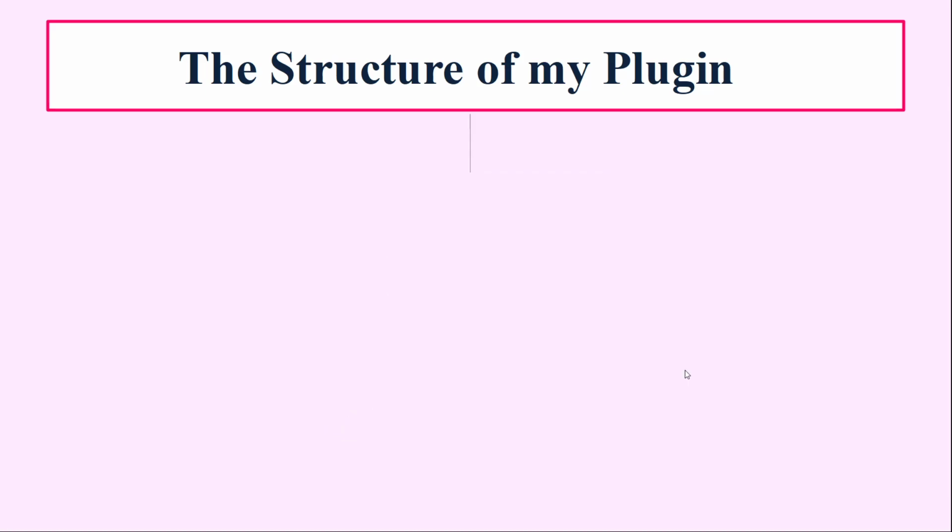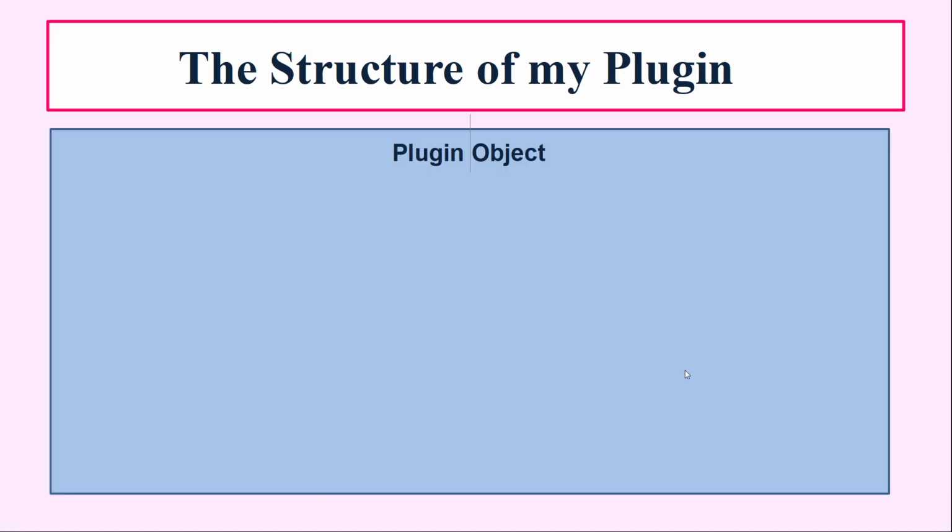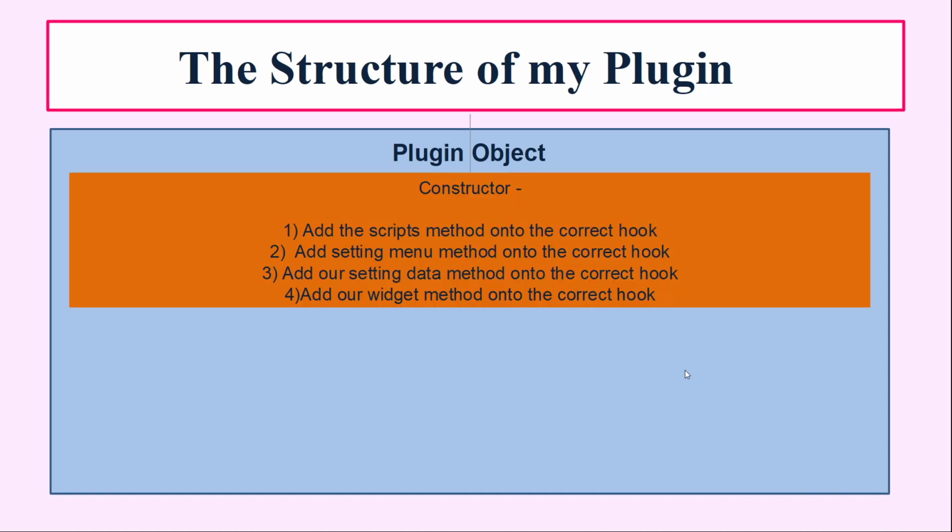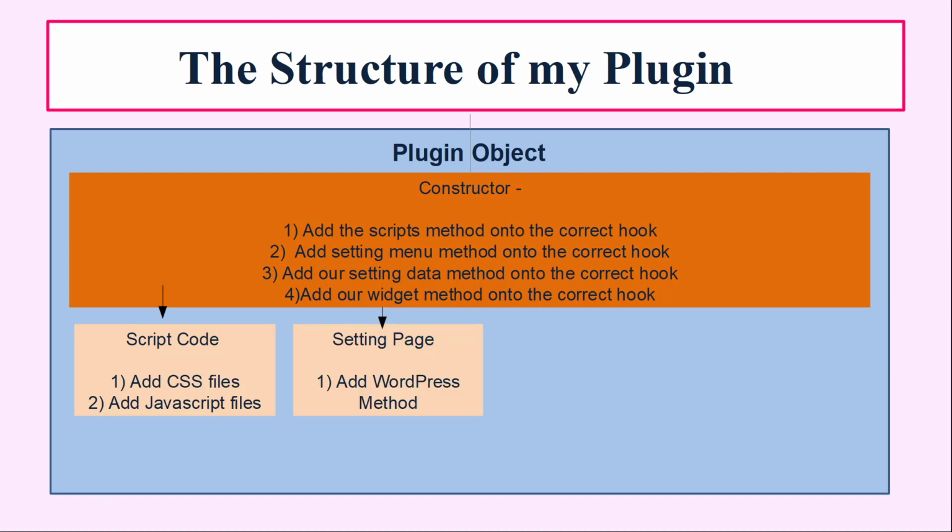I want to quickly talk a little bit more about the plugin object. At the moment our plugin object has a number of constructors. These are automatically executed once the plugin object is created. So this will create and implement the script code method, and then we'll have to create a setting page. What this does is add a WordPress method that allows us to create the template for the setting page.